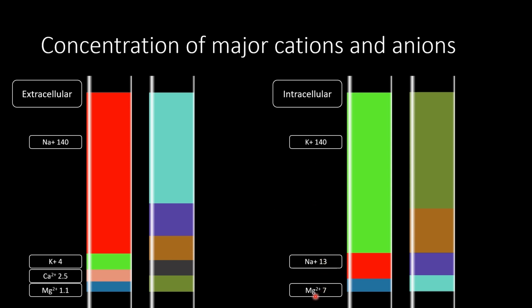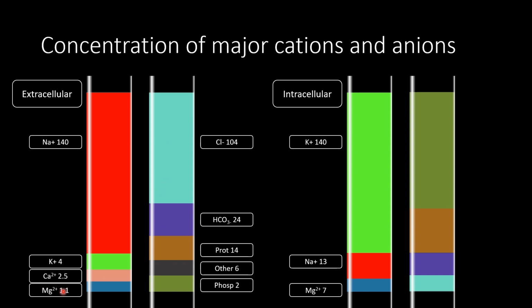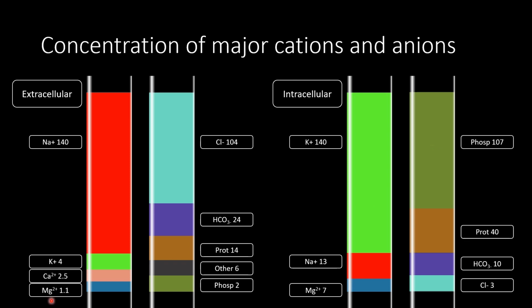Coming to the anion part, the predominant anion in the extracellular compartment is chloride, followed by bicarbonate, followed closely by protein, others, and phosphate. Similarly, coming to the intracellular compartment, the predominant anion is phosphate, followed by protein, bicarbonate, and chloride. We need to remember these major cation and anion concentrations in different compartments. Basically, we need to remember what the major cations and major anions are so that we can learn about their metabolism and balance.